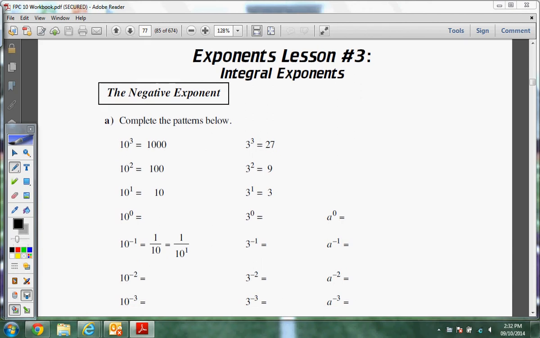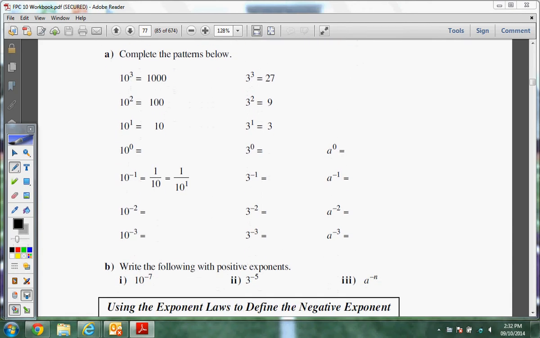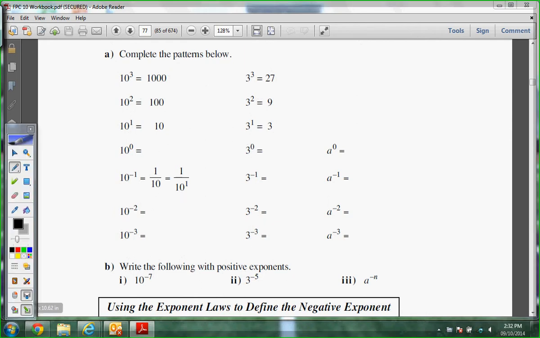All right, so unit 4, lesson 3, integral exponents. We're going to go through here and fill out this quick chart, kind of an investigation. Remember, anything to the 0 power is 1, so we fill that across the board. Okay, remember, with 10 to the negative 1, essentially you're pushing any negative exponent to the opposite numerator or denominator.